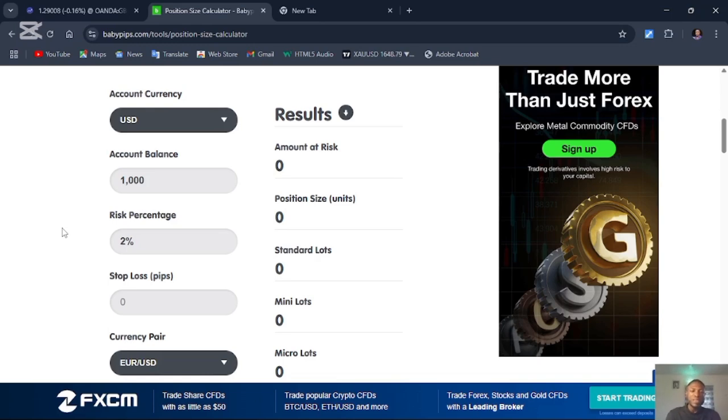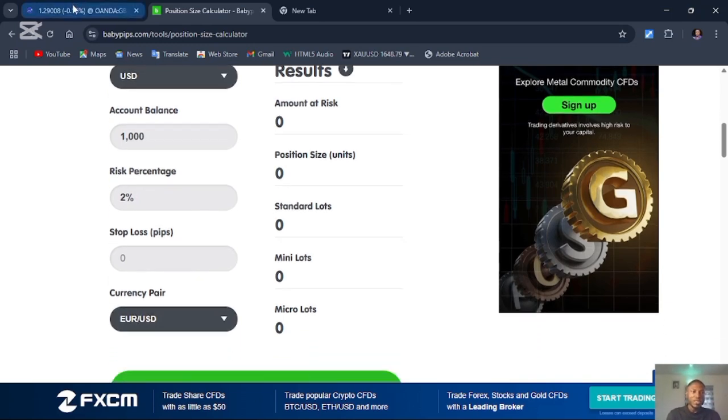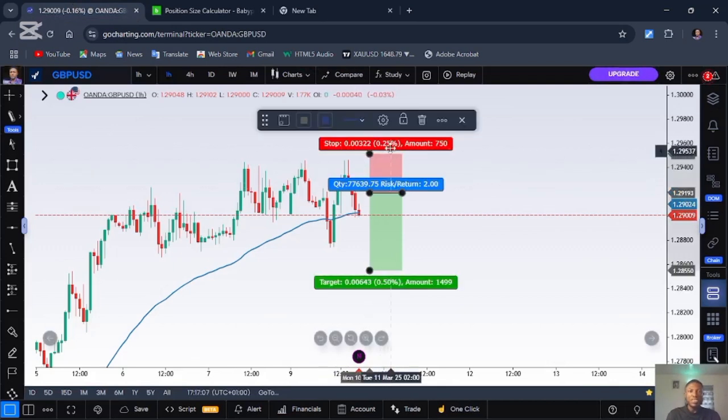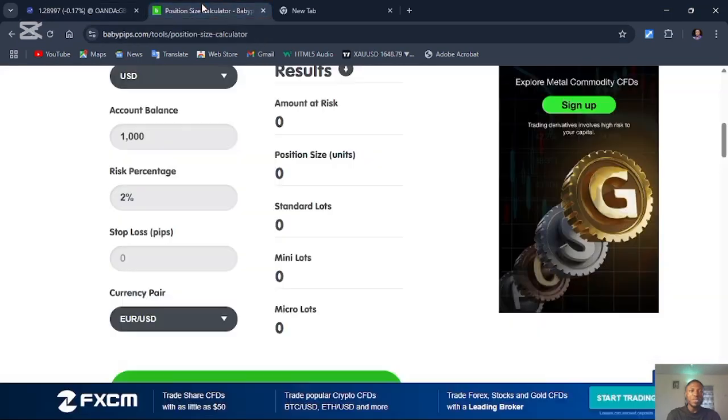Now, what is my stop loss? Let's check our stop loss. And as we can see, our stop loss here is 25 pips. I will just come in here and type 25.